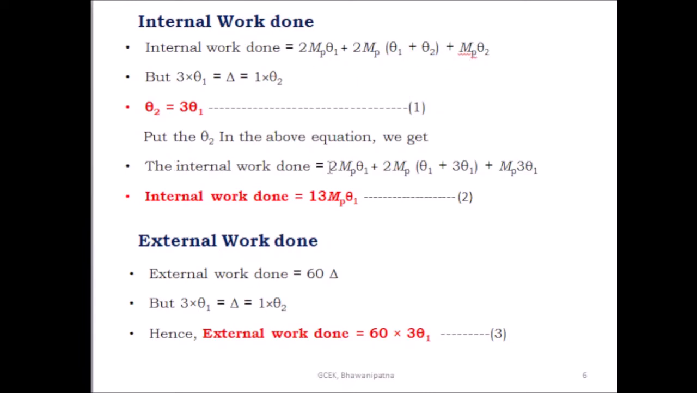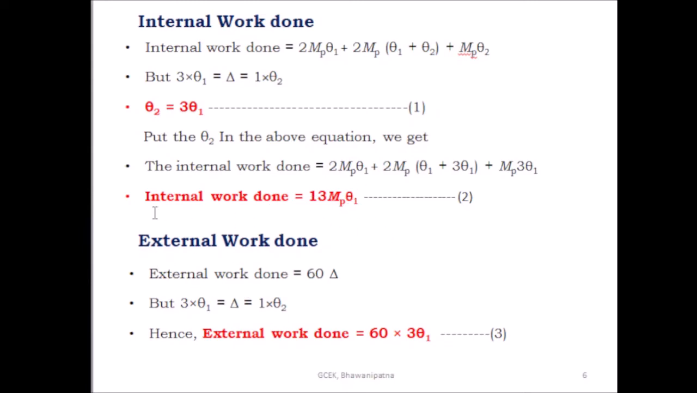Now put the theta 2 value. Then the internal work done is equal to 2 MP theta 1 plus 2 MP into theta 1 plus 3 theta 1, since theta 2 is equal to 3 theta 1, plus MP into 3 theta 1. After simplification, the internal work done is equal to 13 MP into theta 1.